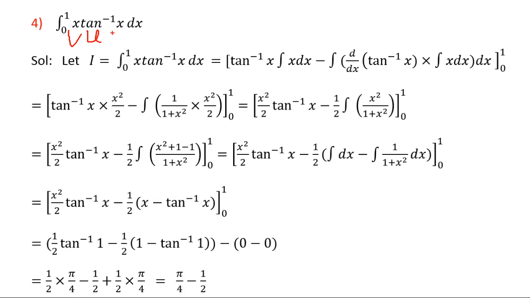The rule says keep the first function as it is. While integrating u into v, keep u as it is, means tan inverse x as it is, and write integration of the second function, integration of v, minus integration of the product of the derivative of the first function and the integration of the second function.